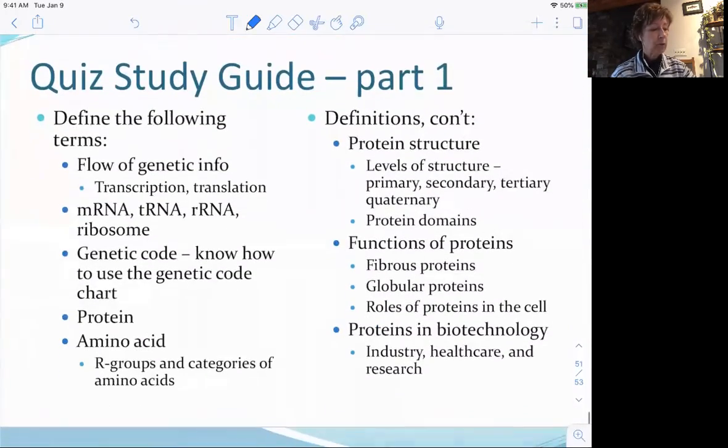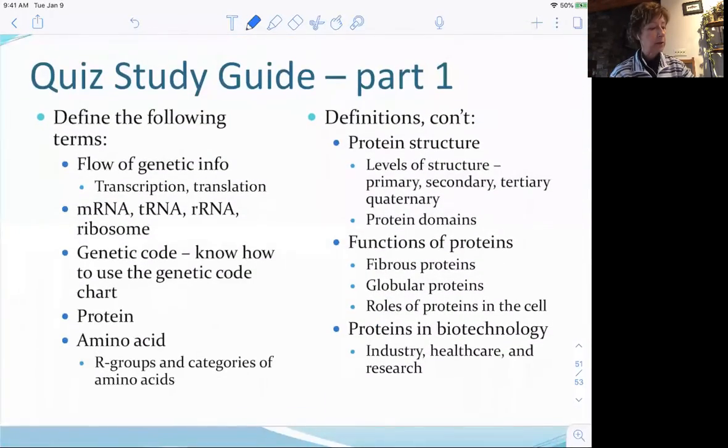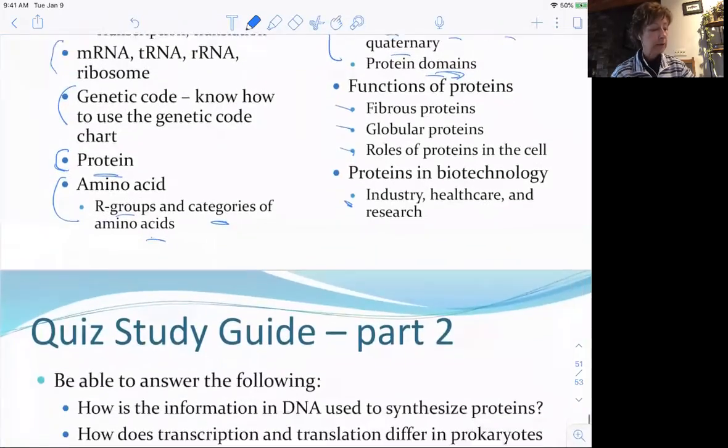So things we need to know for the quiz for this chapter, make sure you review the flow of information, all the parts involved in transcription and translation. Make sure you know what the basic definition of a protein is, what are amino acids, what are R groups, what are the categories of amino acids, levels of structure, primary, secondary, tertiary, quaternary, this term protein domains, how does that relate to function? And then some examples of fibrous and globular proteins, the roles of proteins in cells, and then proteins that we use in biotechnology industry and healthcare and so forth.